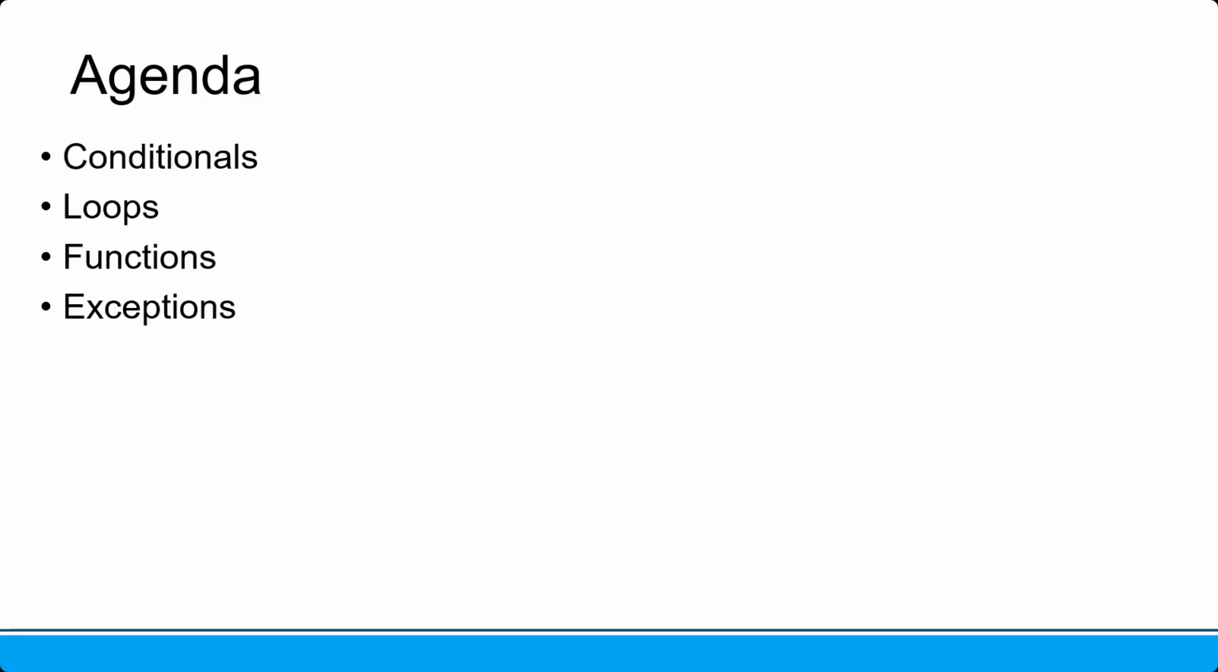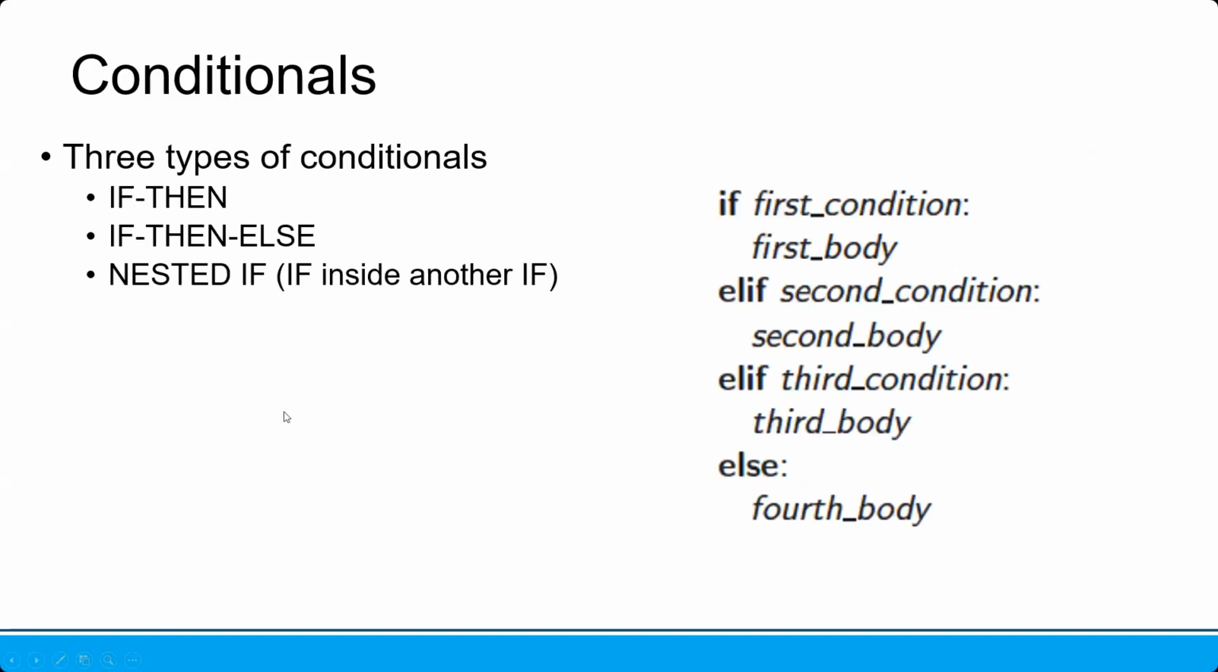So here we will learn more things about conditionals, loops, functions, and exceptions. Maybe if you learned Python at first, you know about those things, but let me just make it very short for this class. For conditionals, there are three kinds of conditions. You can just have if then, you can have if then else, or you can have a nested if, so we call it an if inside another.